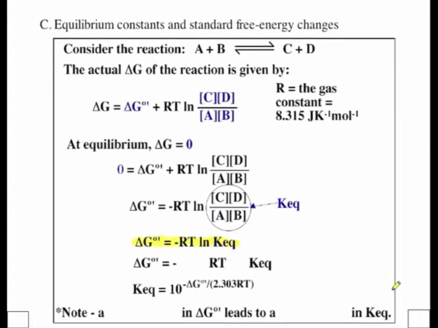Okay, let's go ahead and just convert natural log to a base 10 log, and that's the next step here. So a simple conversion of natural logs to base 10 logs, and then we can simply take the log of both sides of the equation, or the inverse log of both sides of the equation, and we get KEQ is equal to 10 raised to the negative delta G naught prime divided by 2.303 RT.